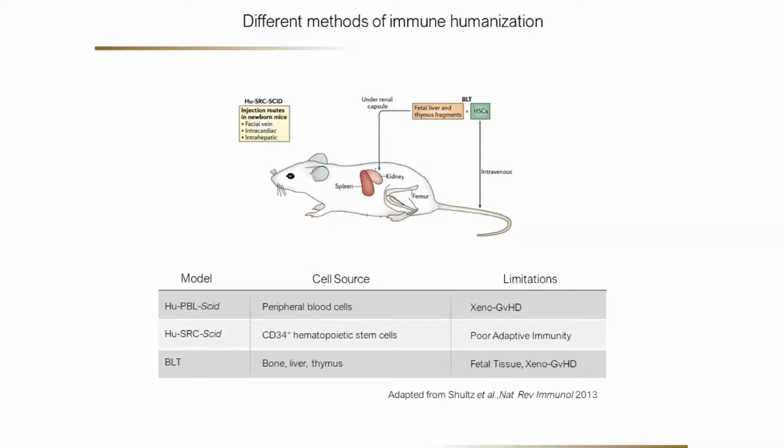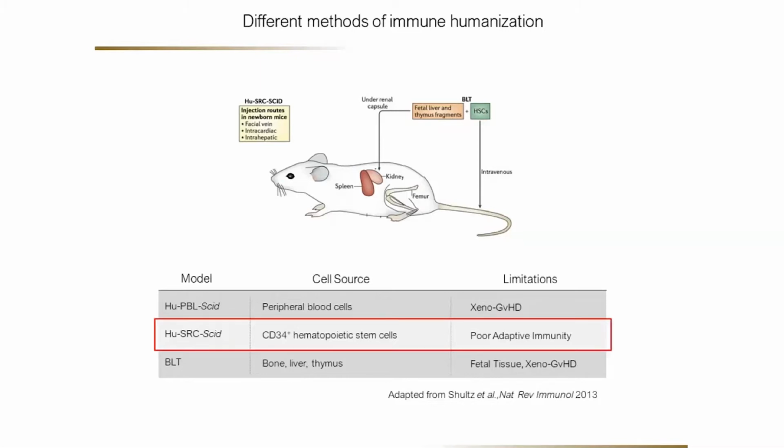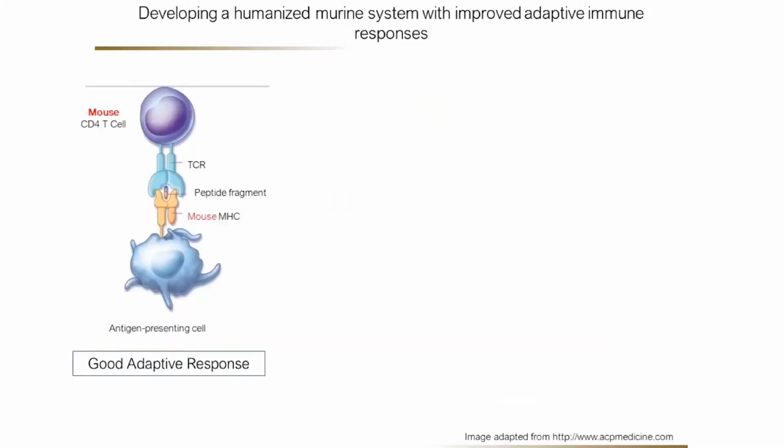So the model that we actually are going to be using for our studies is kind of somewhere in between. So we take purified CD34 positive hematopoietic stem cells or progenitor cells from cord blood and inject them into newborn pups. And these mice will have pretty good hematopoiesis over their lifetime. And then around 4 months of age, we can use them for different experiments.